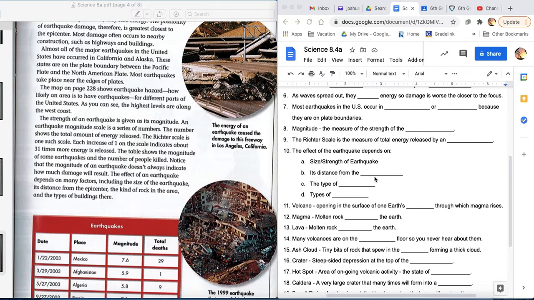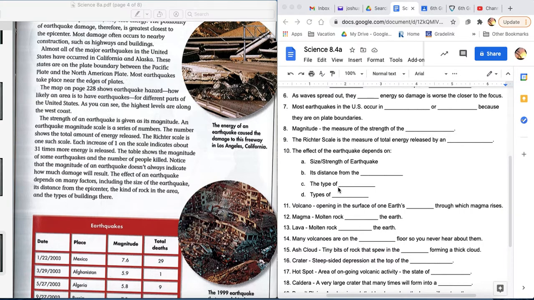Distance from the focus. The farther into the earth, the less damage. So if the focus is 10 miles from the surface, more damage. 40 miles from the surface, less damage. 100 miles from the surface, even less damage, okay? Third is the type of rock.